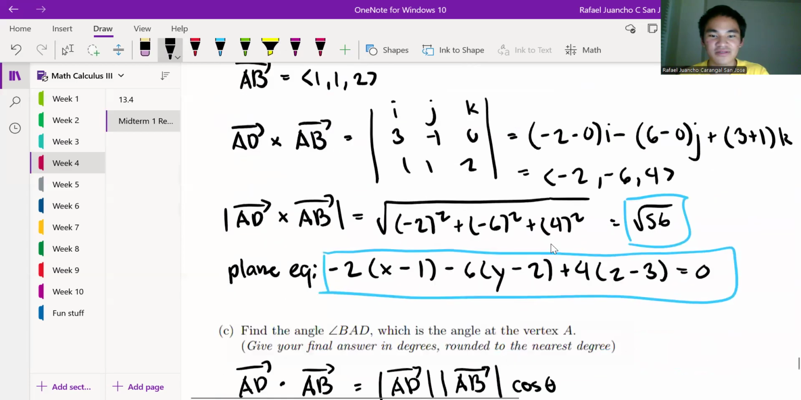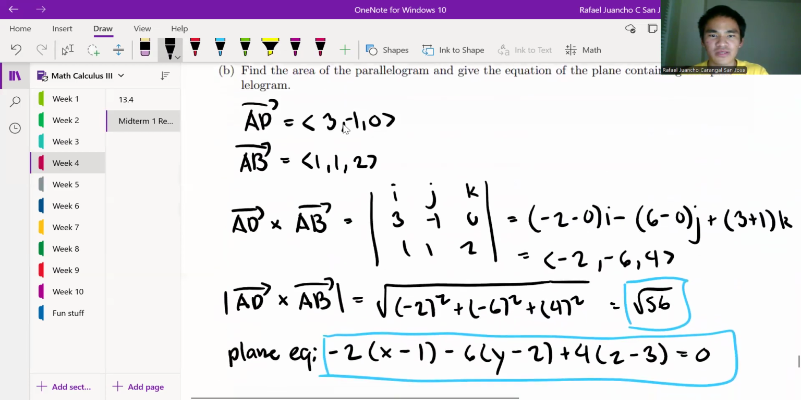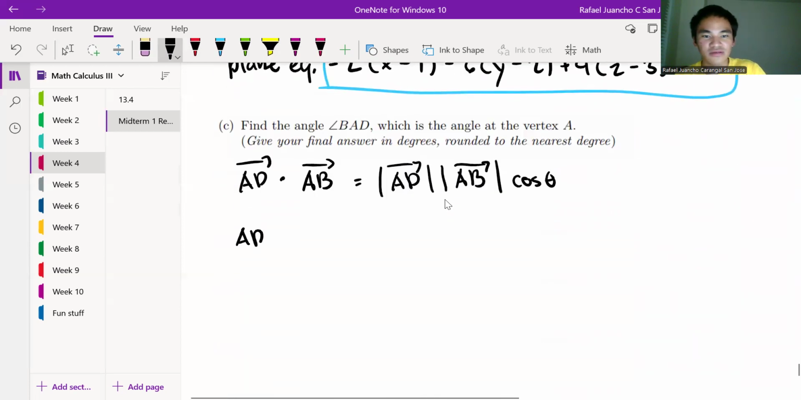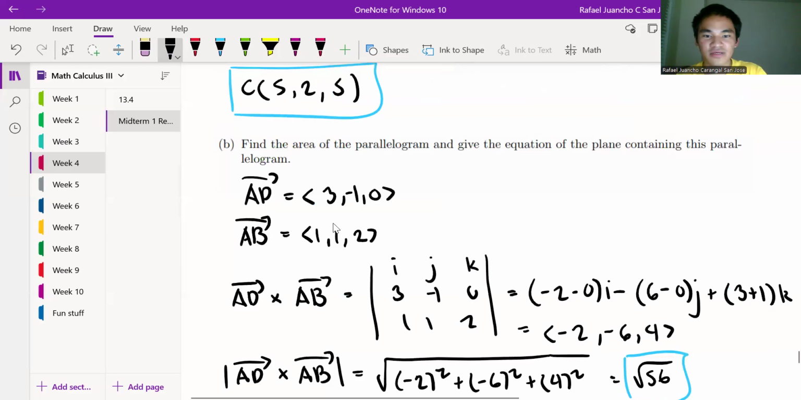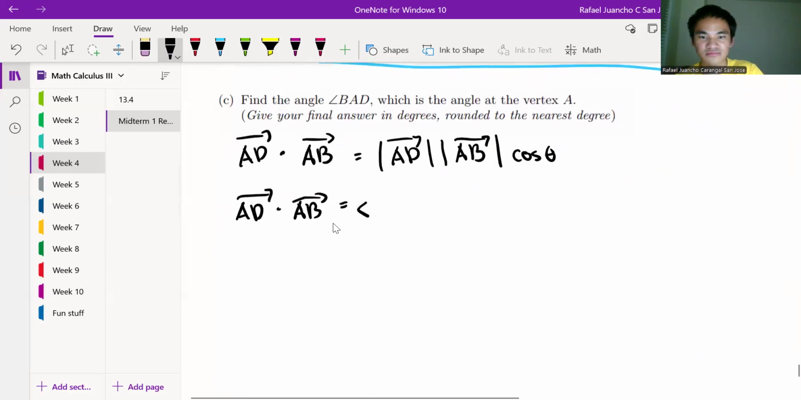If we get our dot product, can you do that? Can't do it mentally. Okay. Let me just do a complete solution here. 3, -1, 0. Is that right? Cool.